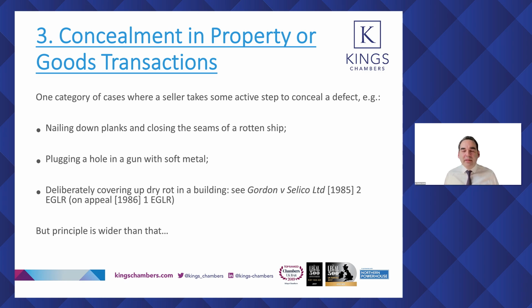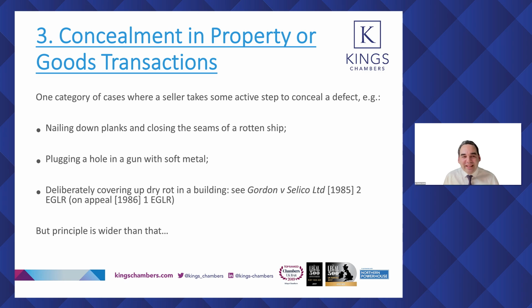And this crops up in transactions where there's a property transaction or a transaction involving goods where a seller takes some active step to conceal a defect that would otherwise be apparent. I've taken these three examples from Titian contracts, so some of them are quite old.